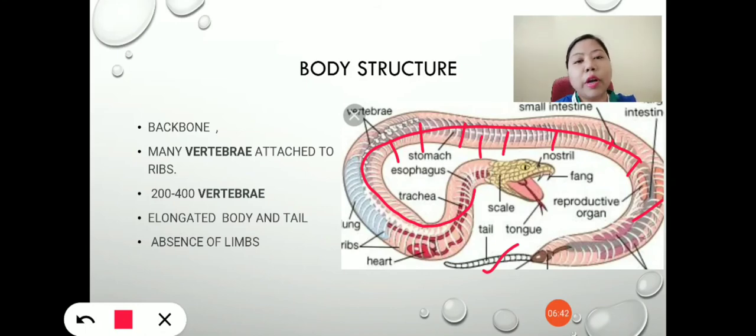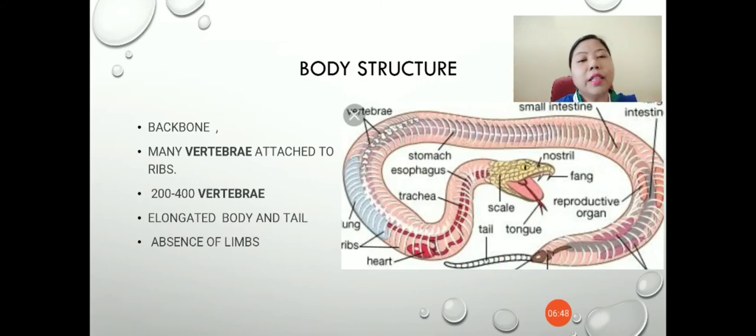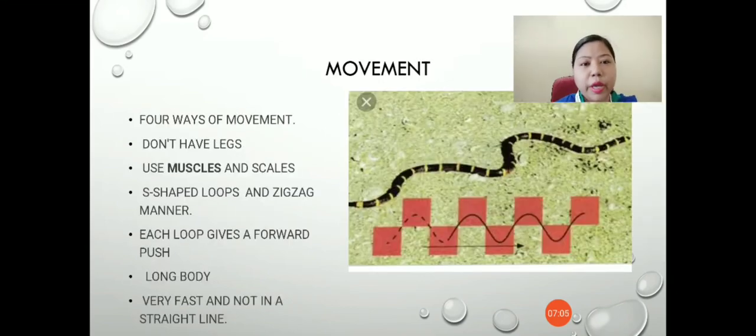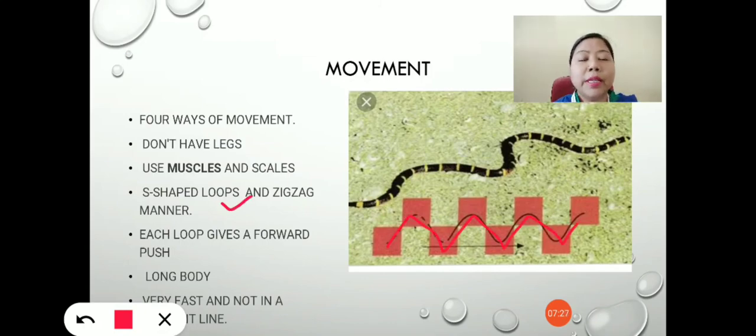But snakes do not have any limbs. They are limbless animals. They do not have any legs, and as a result they slither or crawl on the surface. So the body structure of the snake is long and elongated, and this body structure helps the animal to move. Now how does it move? It can move in 4 different ways, and the common way is making loops. You'll see that it makes S-shaped loops, and it moves in a zigzag manner.